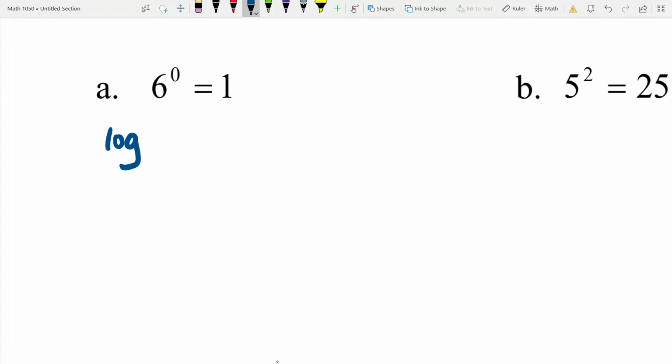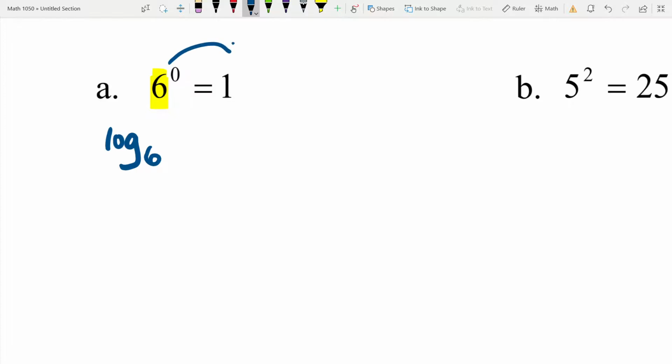Up in part A, the base is the 6. So the 6 is the base down here. So that would be log base 6. Guys, that 6 is subscript, so it's lower. It's not on the same level as the log, and I'm picky about it. So make sure you do it subscript.